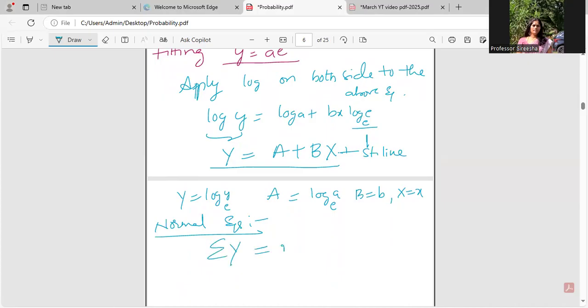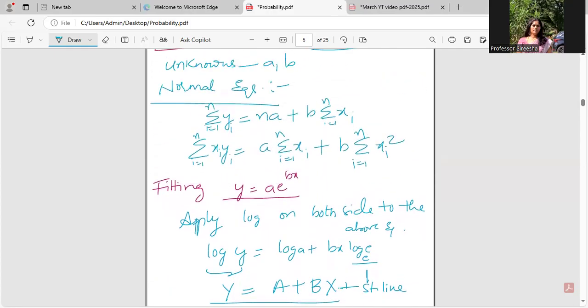Summation y, this is equal to again na plus b summation x. Summation xy, I am multiplying the above equation with x. It is like that: a summation x plus b summation x square. These equations look complicated. What do I do with these equations? Don't worry, guys. Already I have the data.